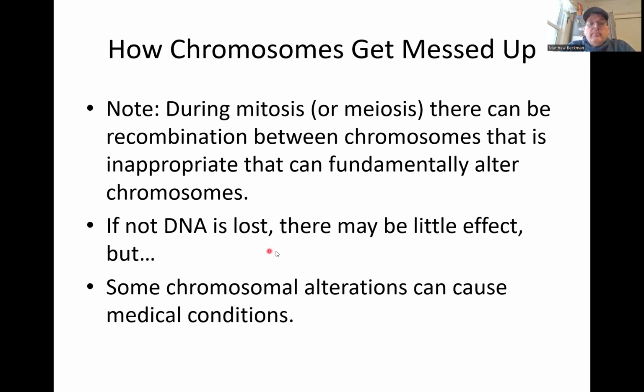Okay, so let's just talk about this. During mitosis, there can be recombination between chromosomes that is inappropriate, that can fundamentally alter chromosomes. That's called mitotic recombination. There are examples in fruit flies and humans as well. As long as there's no DNA lost, there will probably be little effect, although we'll talk about position effects a little later, because those can lead to some alterations, and we can see some human diseases where this happens.